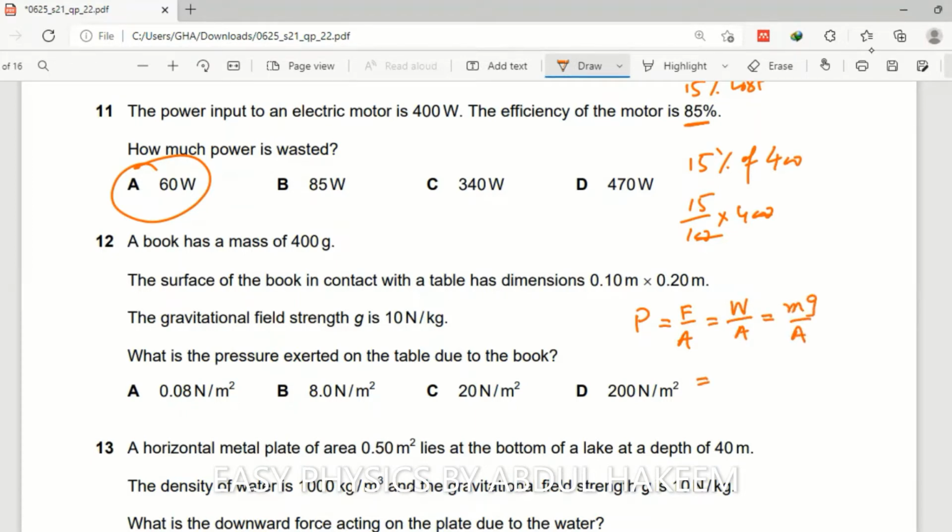So the mass of the book in kilograms is 400 divided by 1000, 0.4. The g value is 10, divided by area, which is 0.1 multiplied by 0.2. So after calculation, 4 divided by 0.1 divided by 0.2, you will get the answer 200 Newton per meter square.